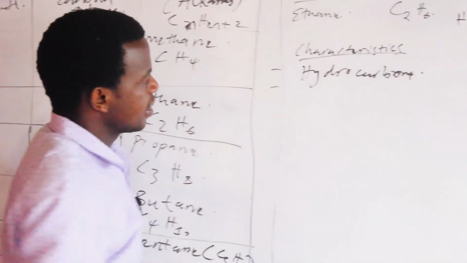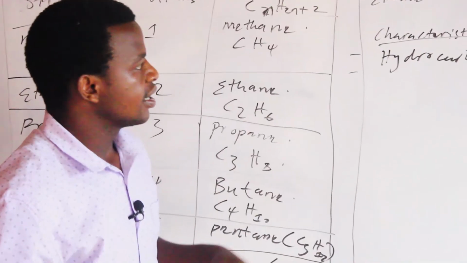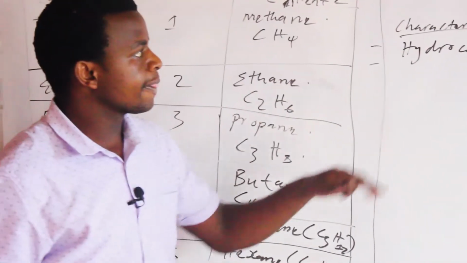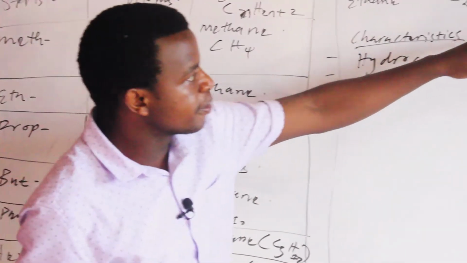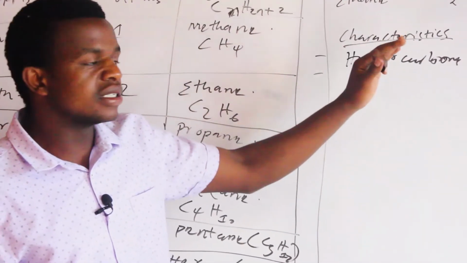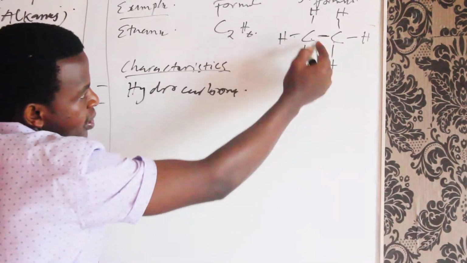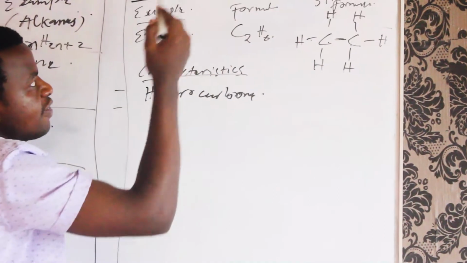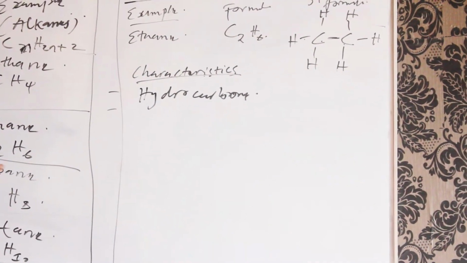Then the other characteristic that we can give is that the carbon-carbon bond that forms the alkanes is that of a single bond. So the carbon-carbon, as you can see here, this is just a single bond. So the carbon-carbon bonds that form the alkanes are single bonds.